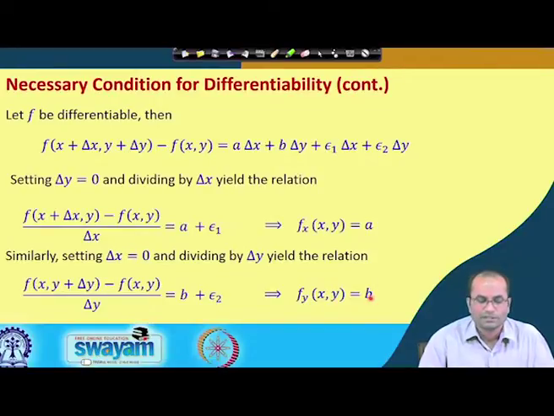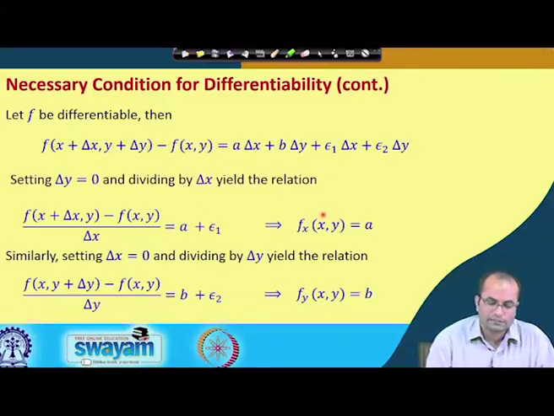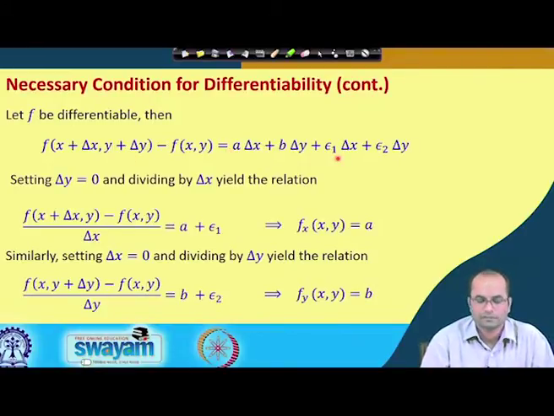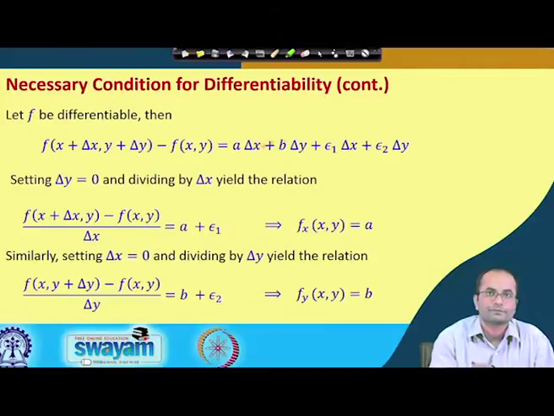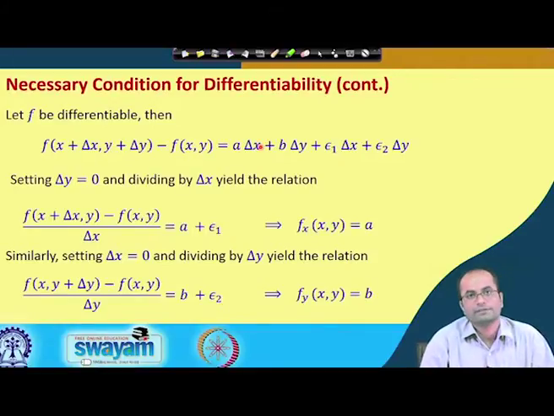So what we have observed now is that if a function is differentiable, then the partial derivative with respect to x at this point (x, y) will exist, and it will be nothing but this number a, which appears in the definition of differentiability. Also, the partial derivative with respect to y at that point will exist, and the value will be b, which appears in the definition of differentiability.